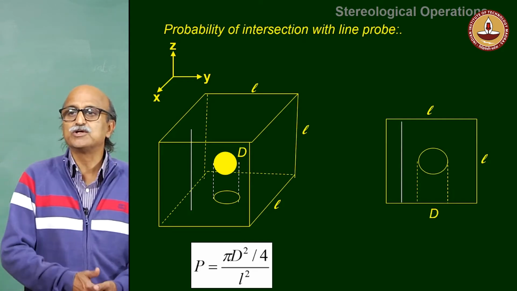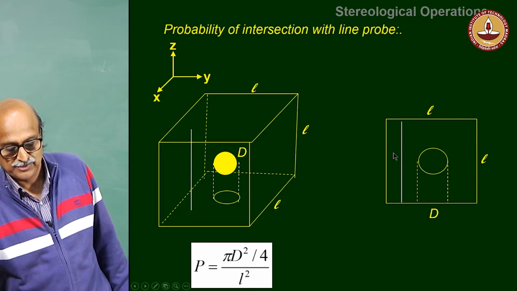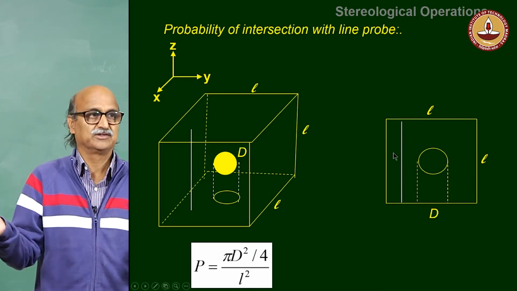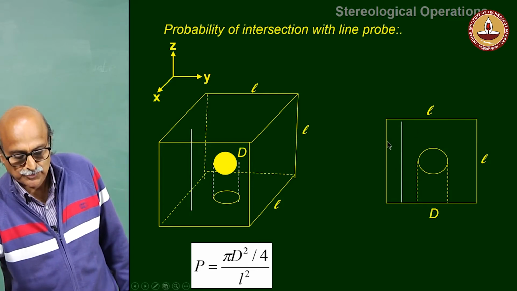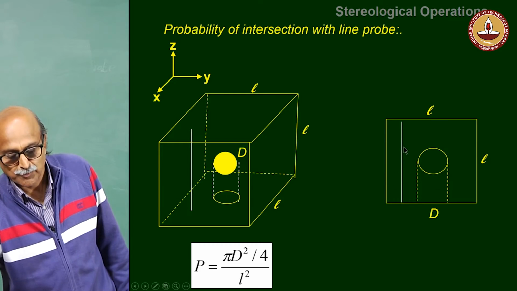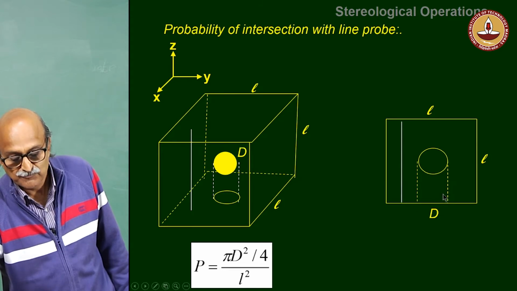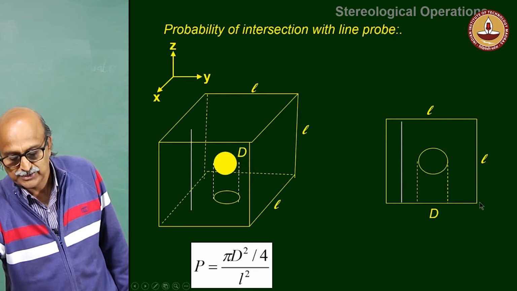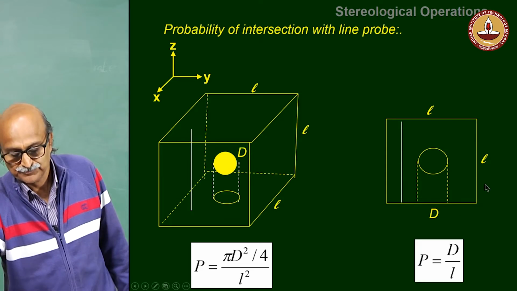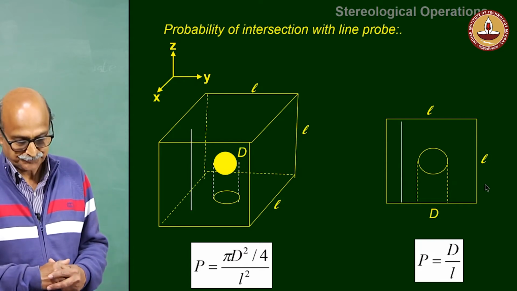Similarly, if you look at the two-dimensional case of the line probe, then it becomes similar to the tangent planes in the three-dimensional case, where this line probe is kept parallel to this side of the square. The probability that this line will cut this circular object would be nothing but this distance d, the distance between these two tangent lines, divided by the length of the two-dimensional box. So the probability of the line probe cutting this object is d upon L.